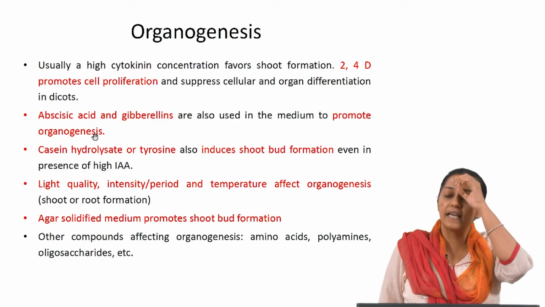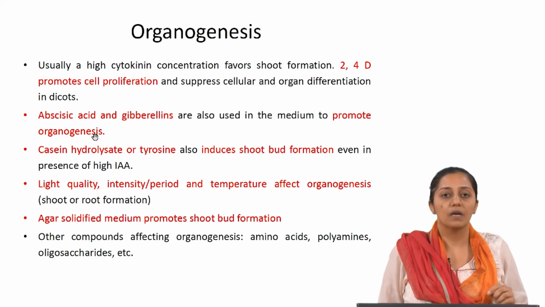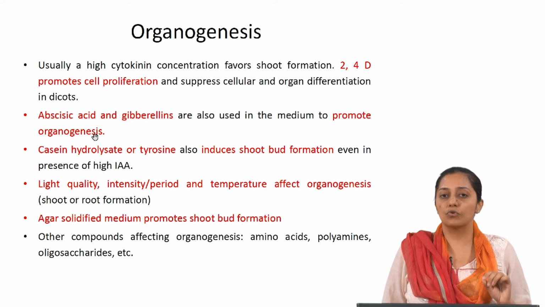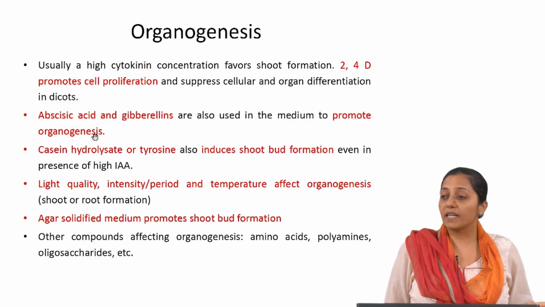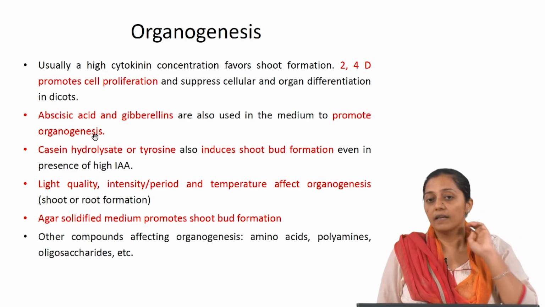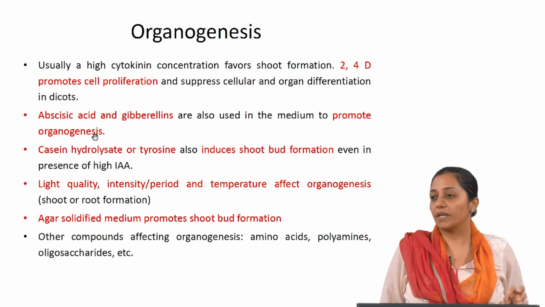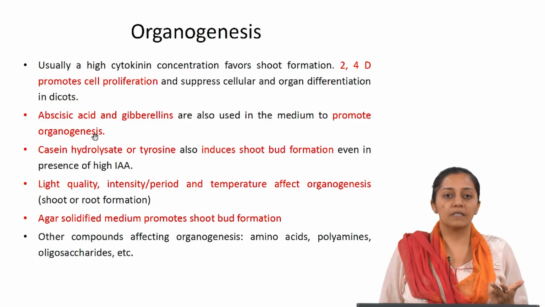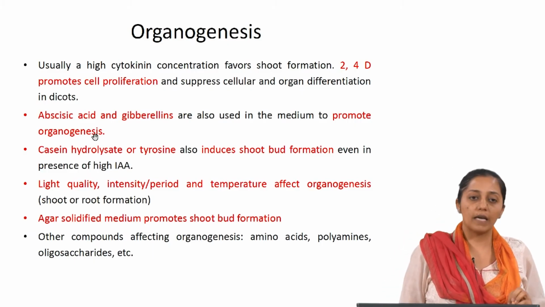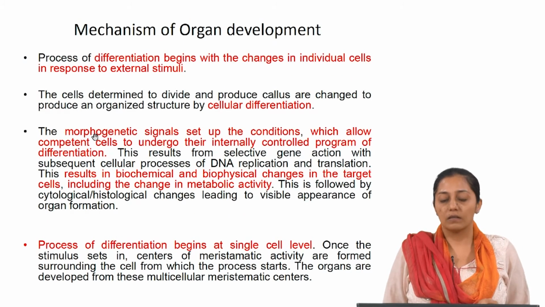Now, abscisic acid and gibberellins. What are abscisic acid and gibberellins? These are plant growth regulators, plant hormones. They are also sometimes used to promote organogenesis in the medium. Sometimes complex nitrogen sources like casein hydrolysate and amino acids are also known to affect shoot bud formation. Light quality, intensity, period, which means photoperiod, and temperature can also affect organogenesis in in vitro cultures.